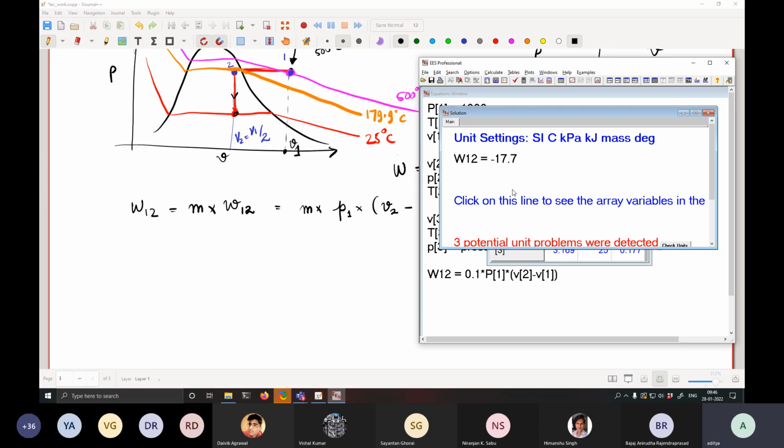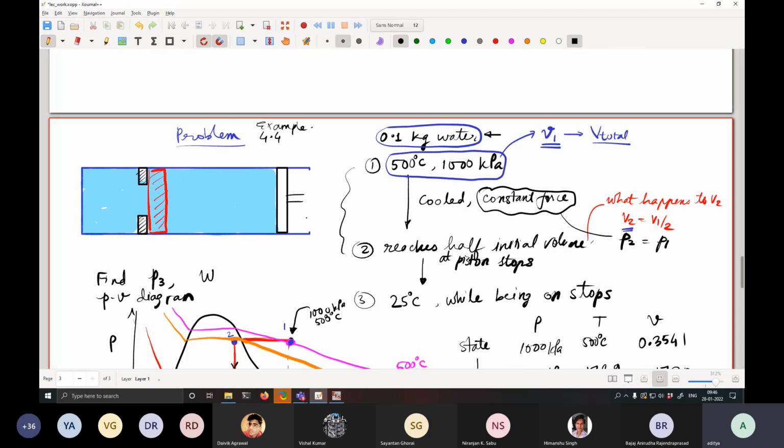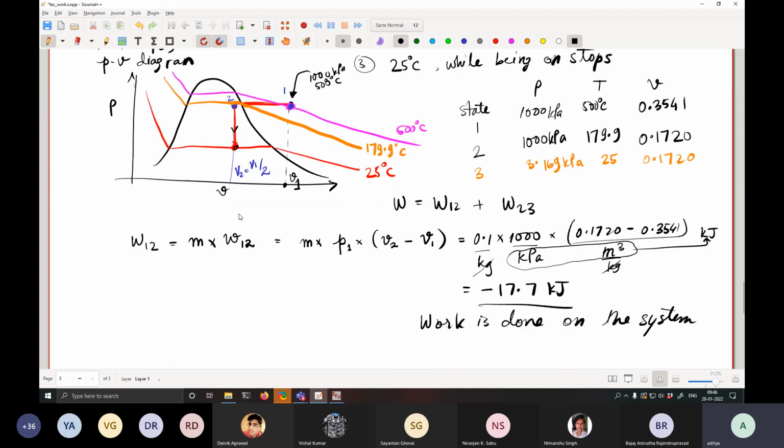So work during process 1-2 is minus 17.7 kilojoule. What does it imply? It implies work is done on the system. That should be clear, because you are actually applying force to reduce the volume. So you're doing work on the system, and that is why it comes out to be negative.